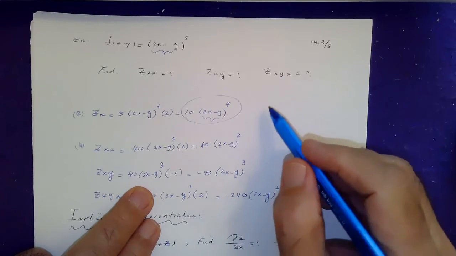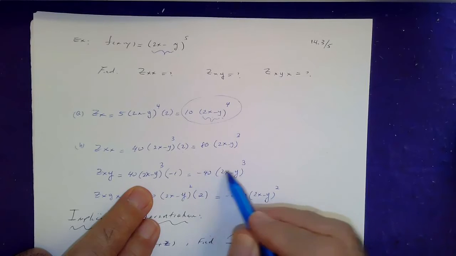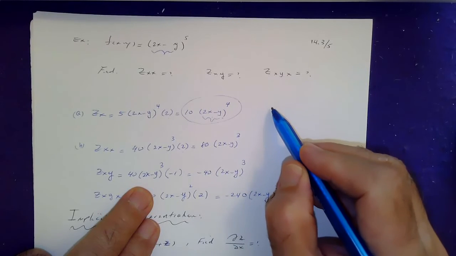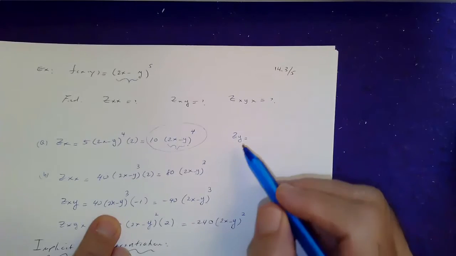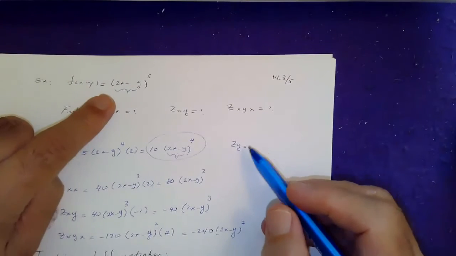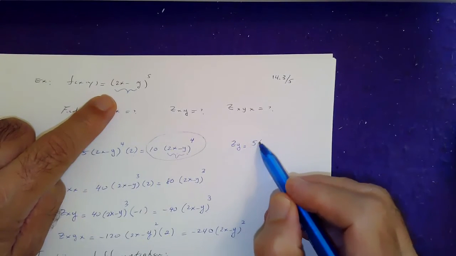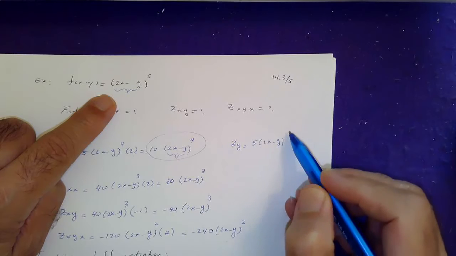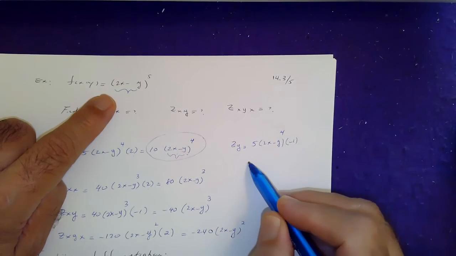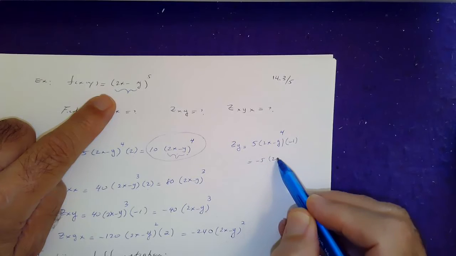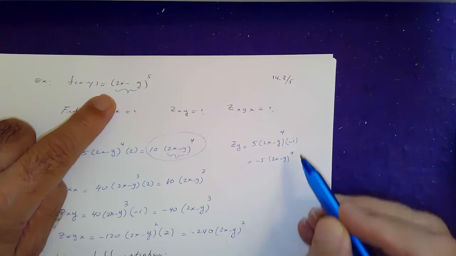However, remember this is a mixed partial, so the question is, what is zy? The partial derivative of this with respect to y is 5 times (2x minus y) to the power of 4, times -1. So that's -5 times (2x minus y) to the 4.